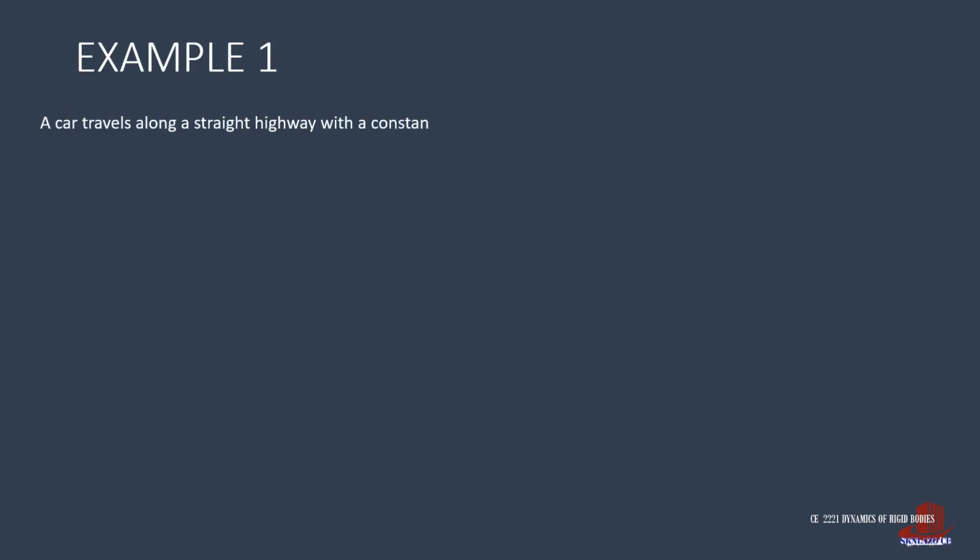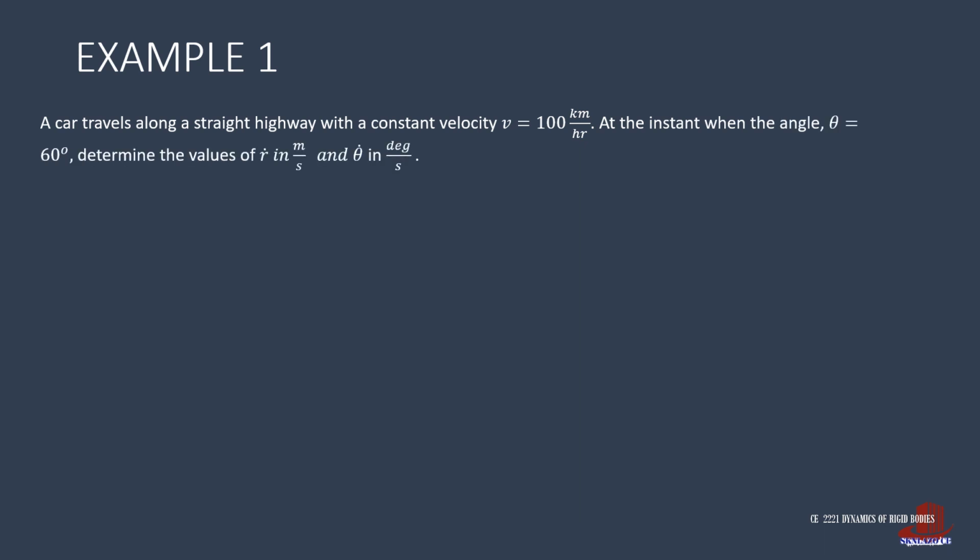The first situation has a car traveling horizontally at a velocity of 100 kph. At 60 degrees, we are to determine the radial velocity in meters per second and transverse velocity in degrees per second. An illustration for the problem shows that at a specific point of origin, a car is moving in a 30-meter gap from the origin. At the instant that theta becomes 60 degrees, we are to determine the components of velocity, and those are radial velocity v sub r and transverse velocity v sub theta.